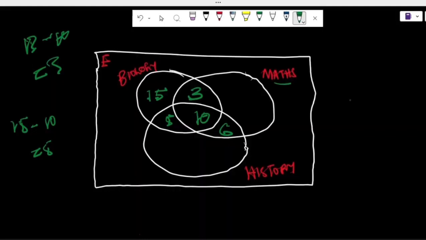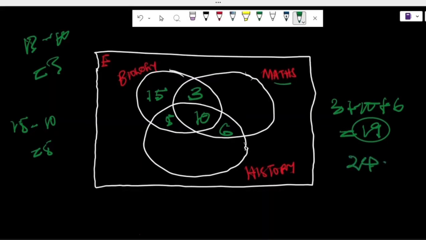Notice that here we have 3 plus 10 plus 6, which is equal to 19. But it's not 19 students, but 24 students who collected the math textbooks. So it is 24 minus 19, which is actually 5. So here we should have 5 students, and when you add them, you should get 24.